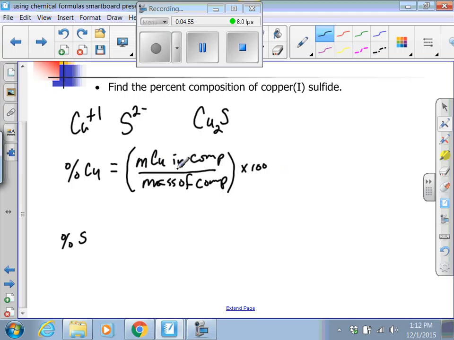Okay, so looking at this, we've got how many moles of copper are showing in this compound.